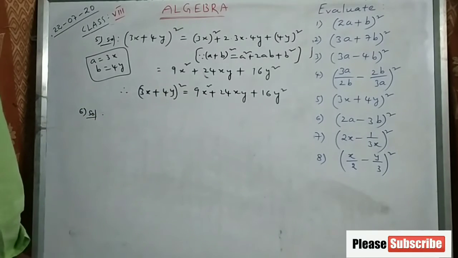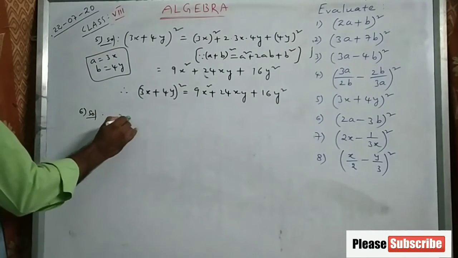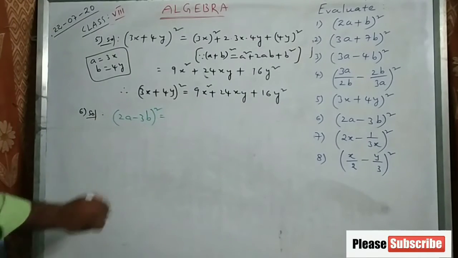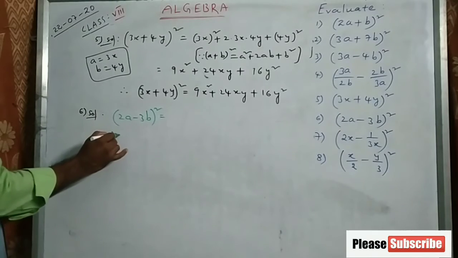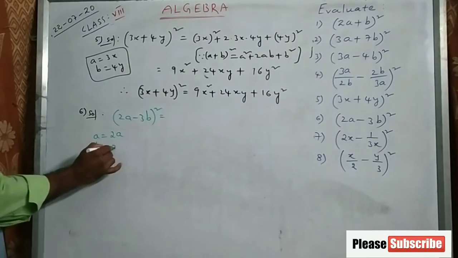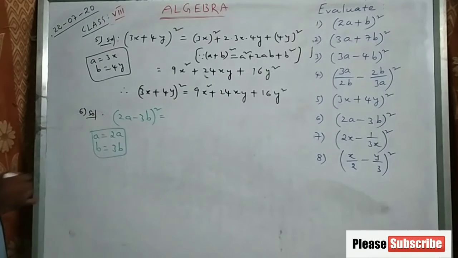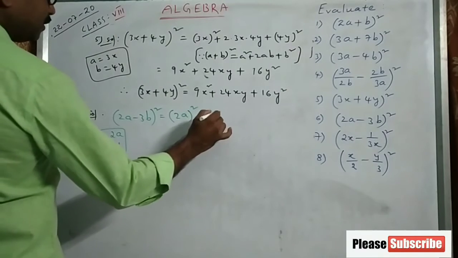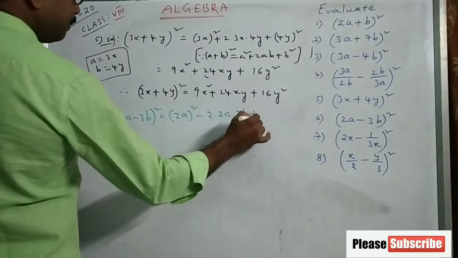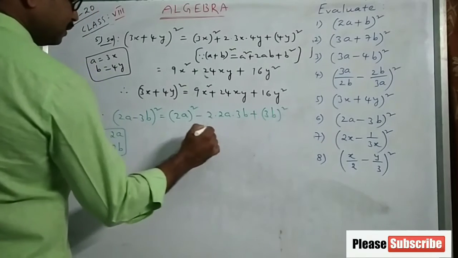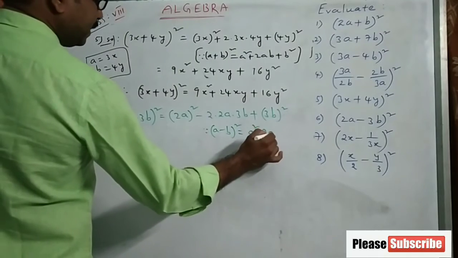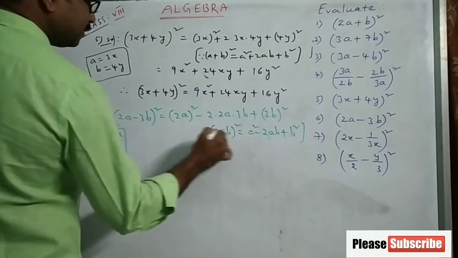Look at sixth one. 2a minus 3b whole square. So it looks like a minus b whole square, where a value 2a and b value 3b. So a square minus 2ab plus b square. Since a minus b whole square equal to a square minus 2ab plus b square.